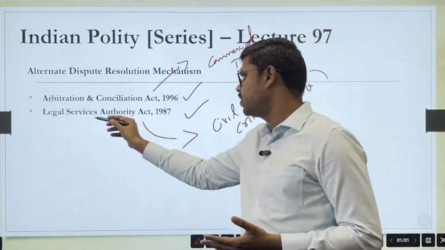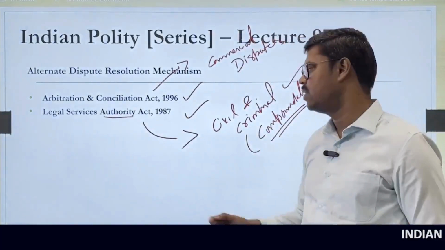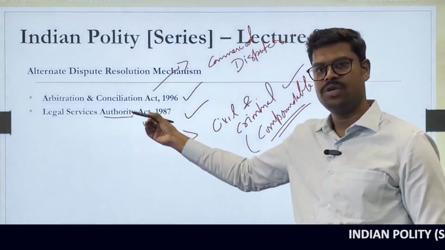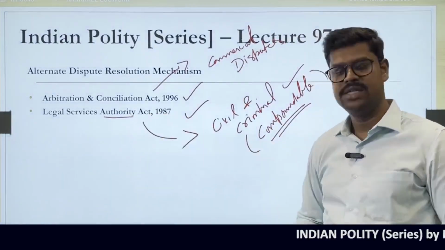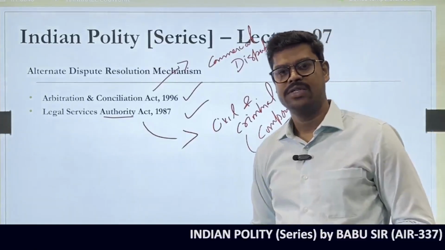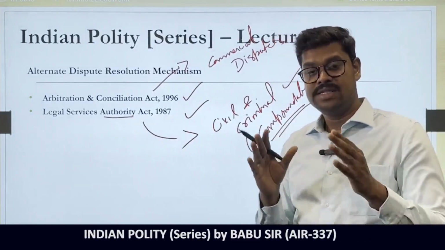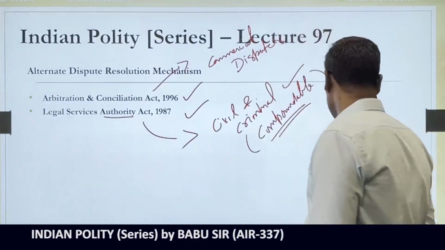People in the case of ordinary civil and criminal disputes between individuals can go for alternate dispute resolution based on the Legal Services Authority Act 1987. So, this is basically what you will have to understand, and these are the two mechanisms which provide legal sanction to the ADR right now in our country.